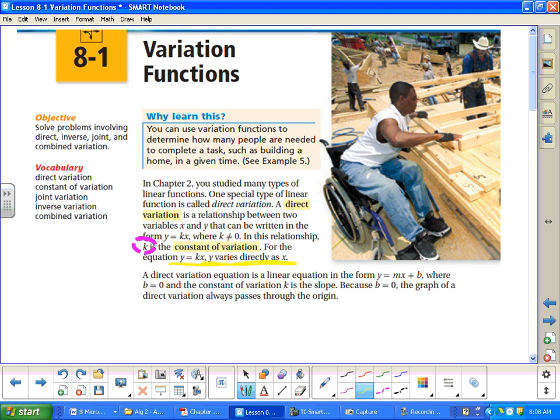Which, in other words, since it varies directly, that means it does the same thing. So as y is getting bigger, then x is getting bigger. As y gets smaller or as x gets smaller, then y gets smaller. So they vary directly. It actually is in the form of a linear equation, similar to y equals mx plus b, except b has to be 0 for it to be a direct variation. So with direct variation, the graph goes through the origin, and it just depends on what the slope is, which is the value of k.